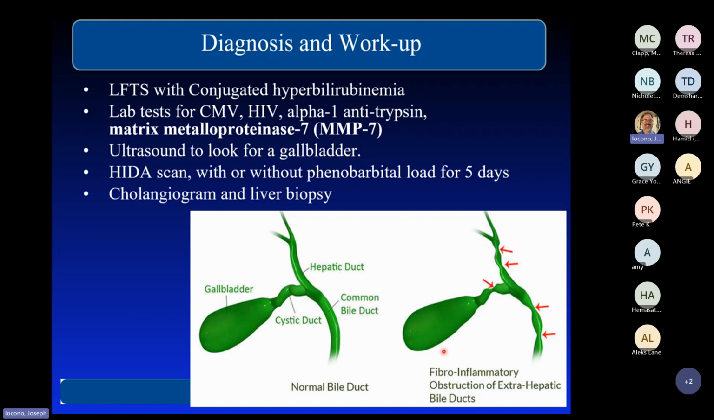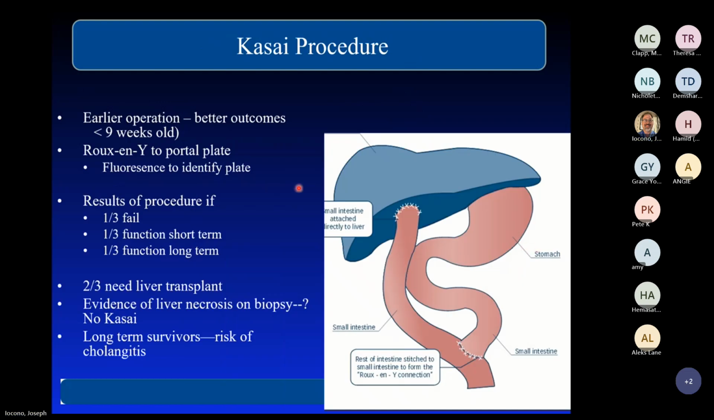Look for a gallbladder. If the gallbladder's there, you try and do a cholangiogram. If you can do a cholangiogram, great. If you can't do a cholangiogram, then you've got to do something called a Kasai procedure. Kasai procedure, the earlier you do it, the better the outcomes. Less than 60 days is the best time.